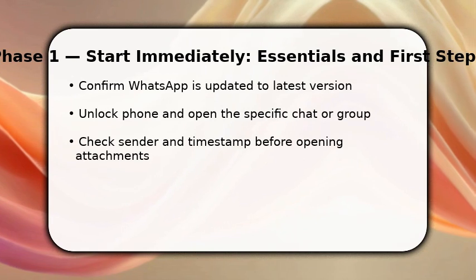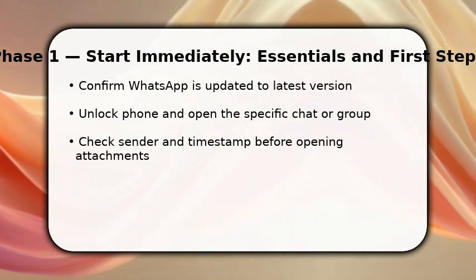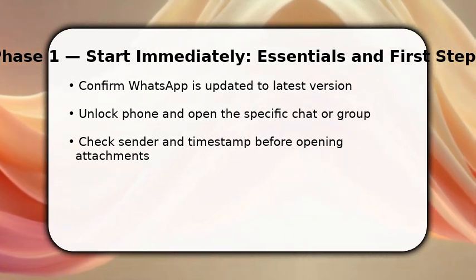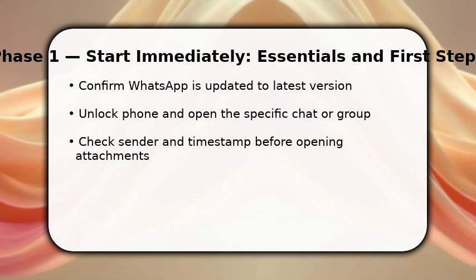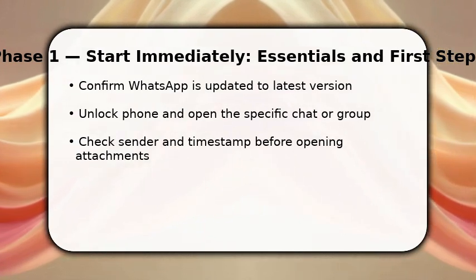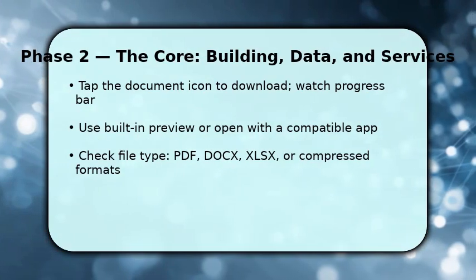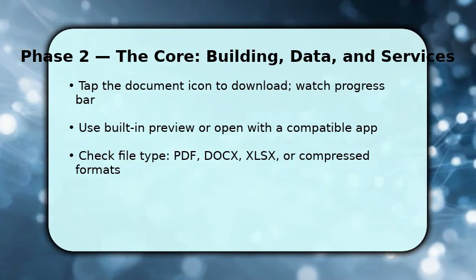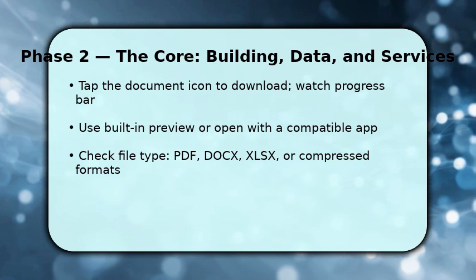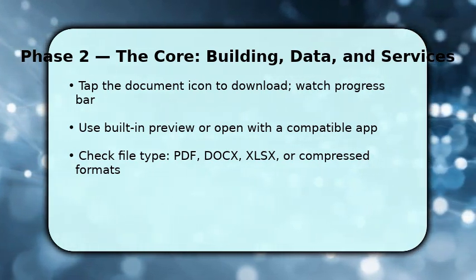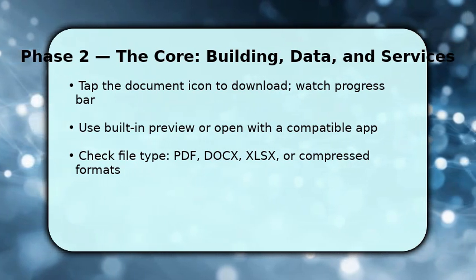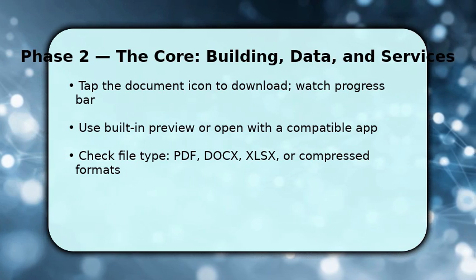Tap the attachment icon or media preview to reveal documents. You do this first to avoid downloading multiple files and to keep your storage and privacy under control as you proceed. Once you see the document, tap the download button and monitor the progress bar. Downloads can pause on weak networks. After the file finishes, use WhatsApp's built-in preview for quick reading because it saves time and avoids extra apps.